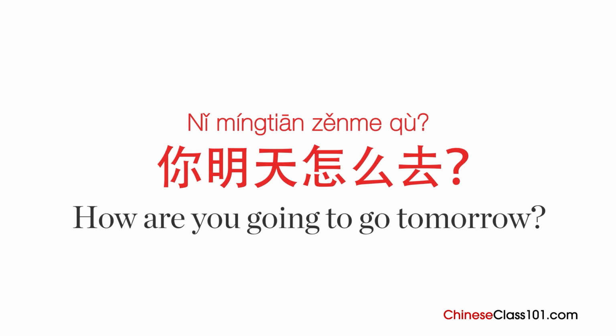If we have a sentence with both a time phrase and a question word, which should go first? Just remember, question words are always stuck with verbs. So in this case, it would be subject, time phrase, question word, then verb. 你明天怎么去？你 you, 明天 tomorrow, 怎么 how, 去 go. How are you going to go tomorrow?